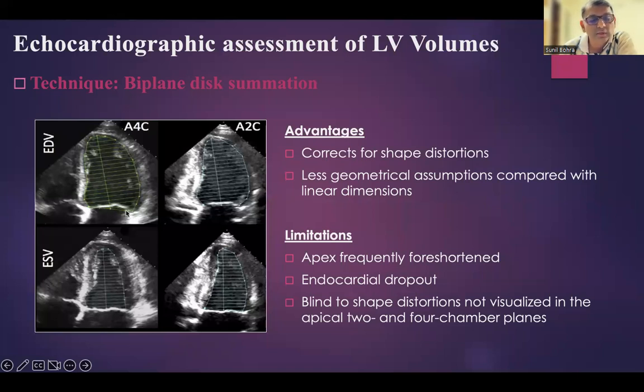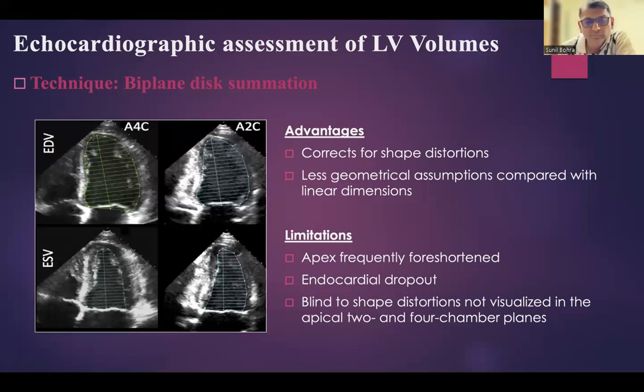So it closes the curve, the loop gets closed, and then you have to select the highest or the longest LV axis. Similarly, you do it in the end systolic frame and then go to the two-chamber view and do it in end diastole and end systole. So in this way, you get good measurement of the LV volumes.